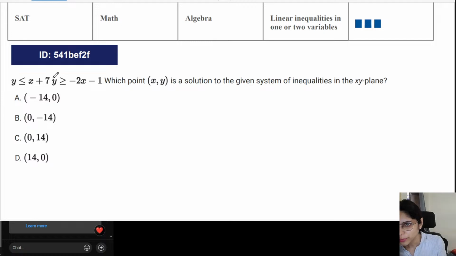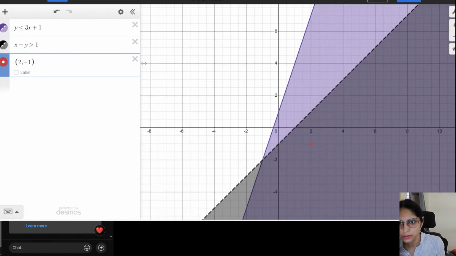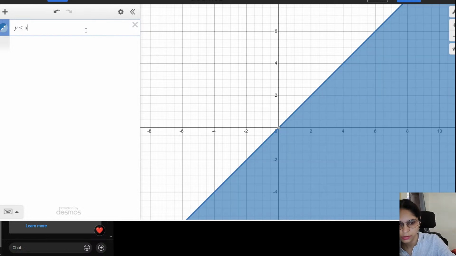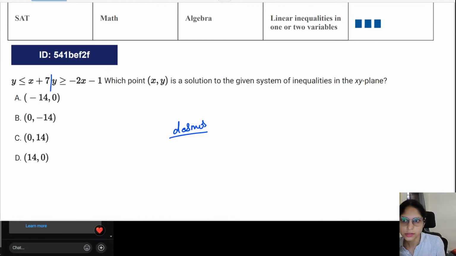So y is less than or equal to x plus 7. y is greater than or equal to negative 2x minus 1. Which is the solution? So just go to Desmos. Or let's see if we can do it without Desmos.